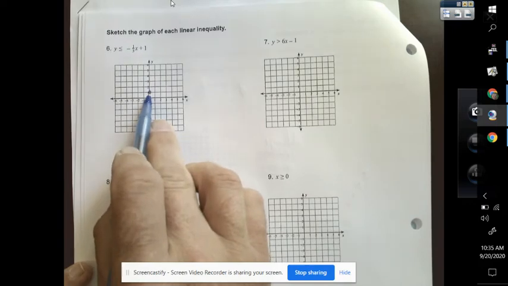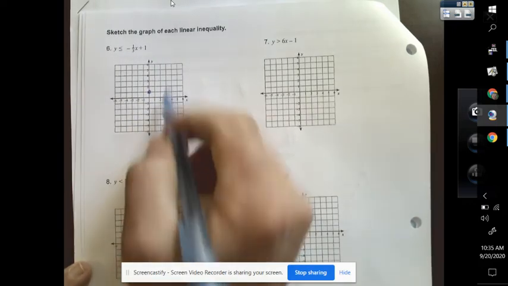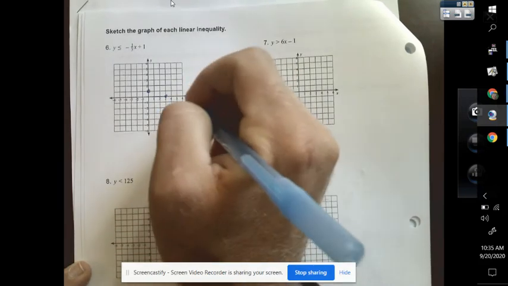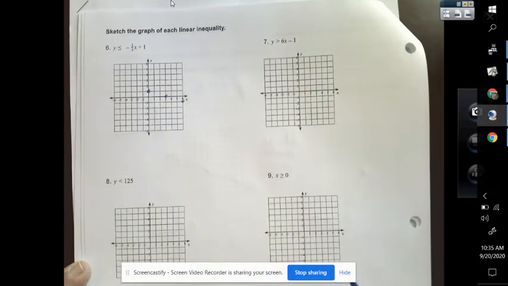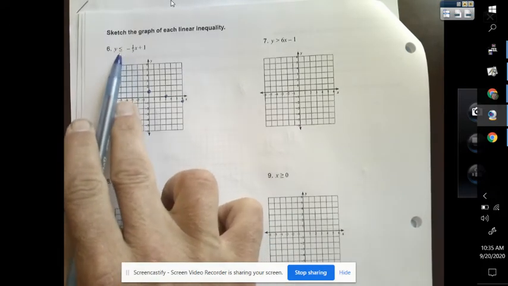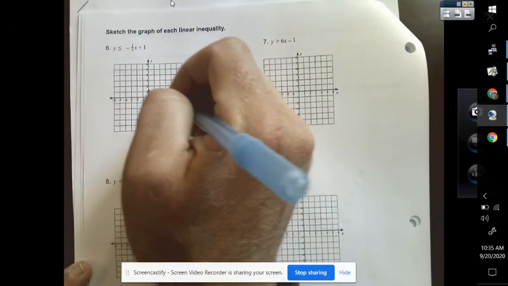Okay, now my slope is negative 1/3. So from my y-intercept, I'm going to go down 1, run it 3. I'm going to go down 1, run it 3. Okay, so it is less than or equal to. Since that equal to is underneath there, this is going to be a solid line.